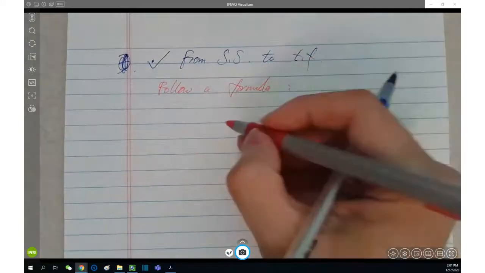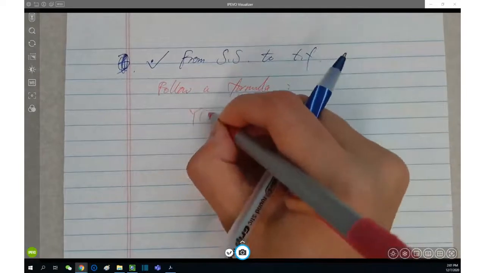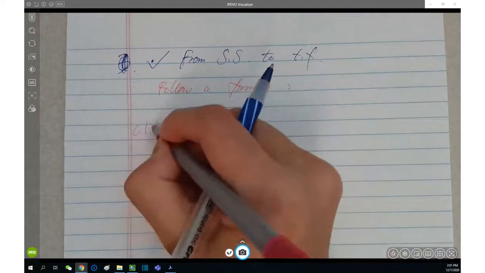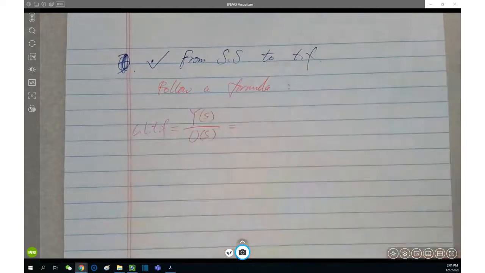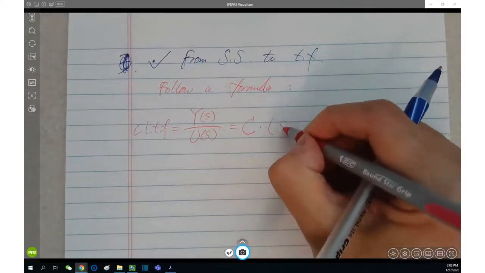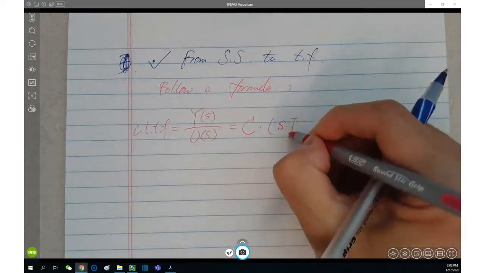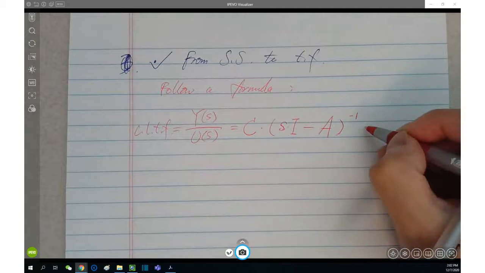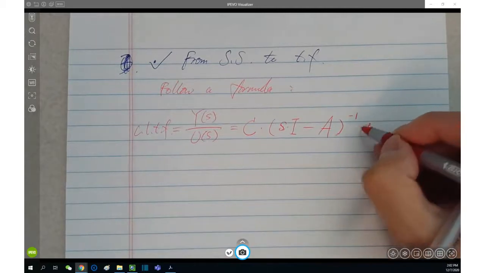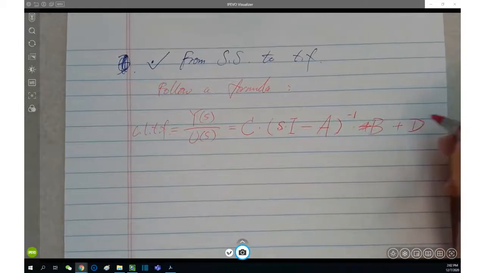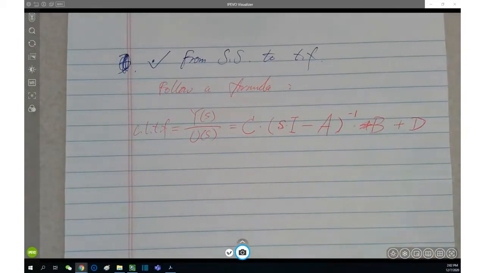which is output over input. Of course, this is the closed loop transfer function. Once again, it's the closed loop transfer function, equal to what? Equal to C times parentheses sI minus A parentheses inverse, times B plus D. This is the formula.